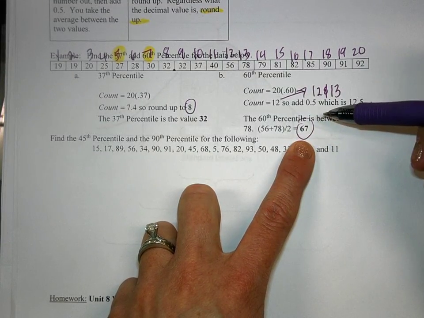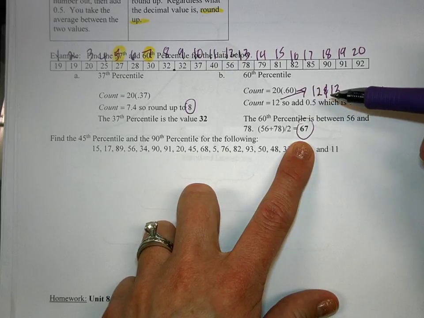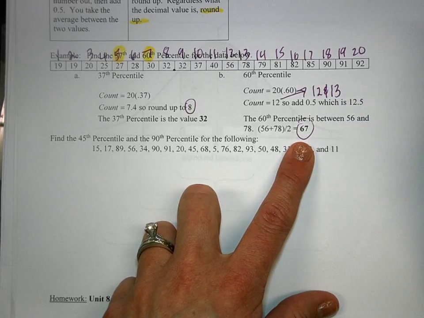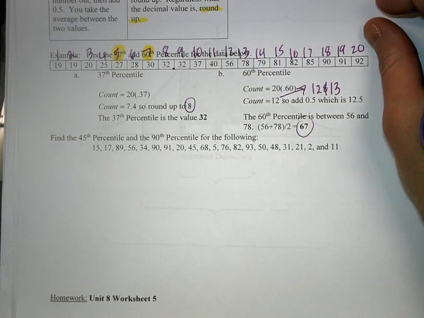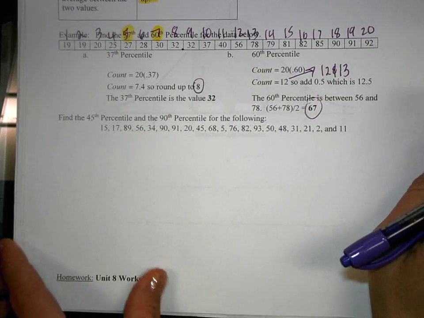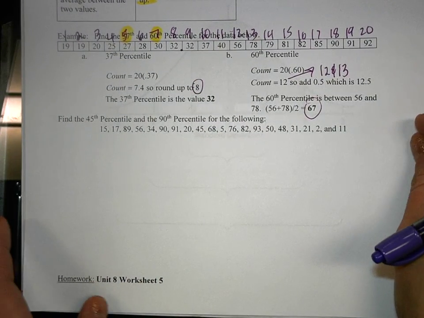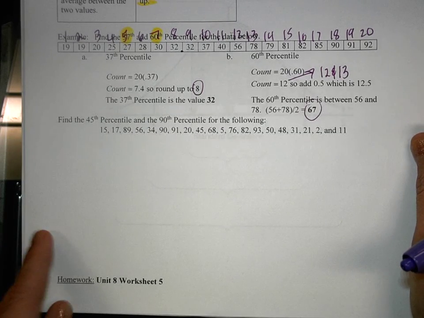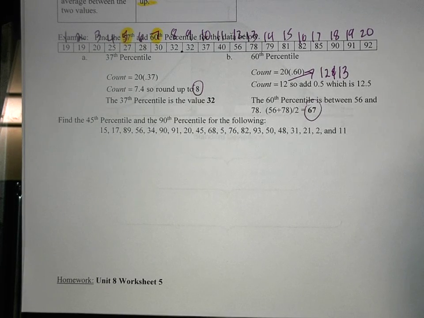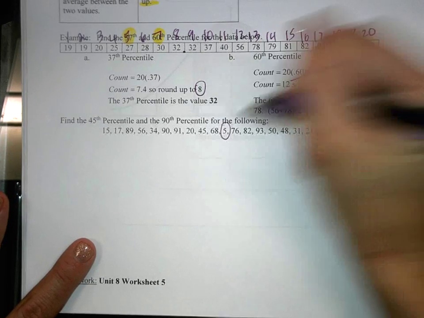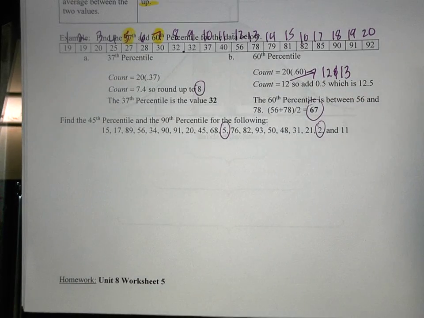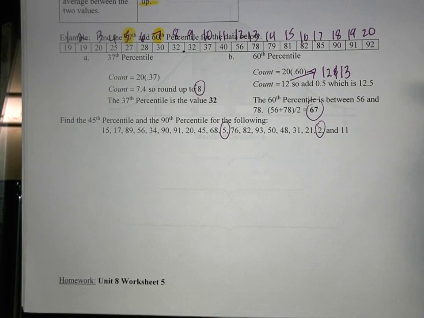Does that make sense? Do we have any questions right now? Okay, so here is our next data set. It is not in order for us. First thing we have to do is write it in order. So I always start with my numbers that are less than 10. And if we go through here and find all the numbers less than 10, I have a 5 and I have a 2, it looks like. Did I miss anything? Okay, so writing this in order, we have 2 and then 5.